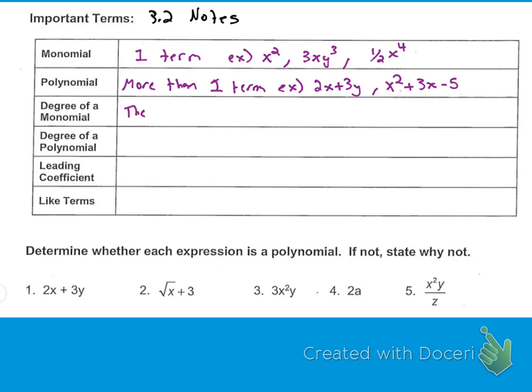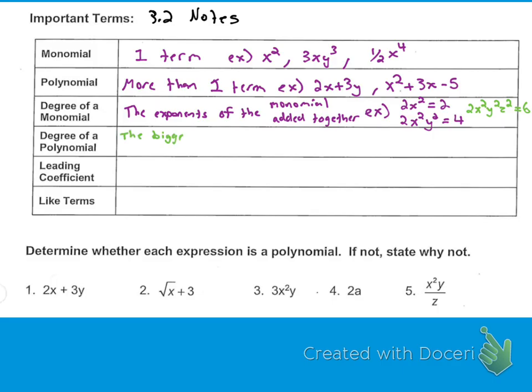Degree of a monomial is the exponents of the monomial added together. So for example, 2x squared, the degree would be 2. 2x squared, y squared, the degree would be 4, okay? You add the exponents together. 2x squared, y squared, z squared, the degree would be 6.